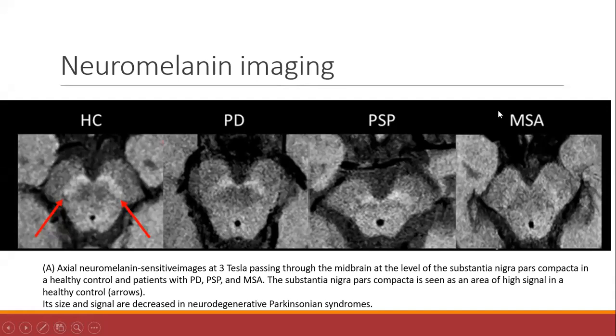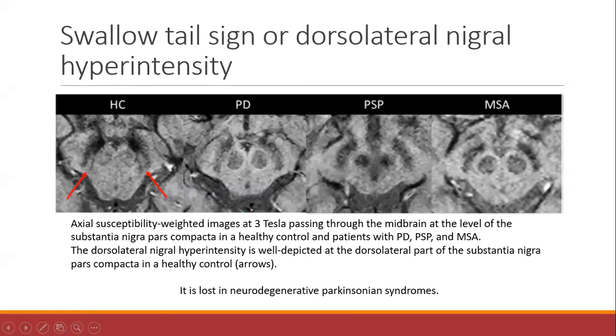The next important sign is the swallowtail sign, or a dorsolateral nigral hyperintensity. This is an SWI sequence in a 3T image. And here you can see that there is a hypointensity of the normal substantia nigra. And in a Parkinson's disease patient, in the dorsolateral substantia nigra, there is a hyperintensity. And this will be asymmetrical in patients with atypical Parkinsonian syndrome also. So you can just use it to diagnose Parkinsonism, but it will be difficult to differentiate between Parkinson's disease and other atypical Parkinsonian syndromes. So remember these signs, because with approximately 80% sensitivity you can pick up patients with Parkinson's.